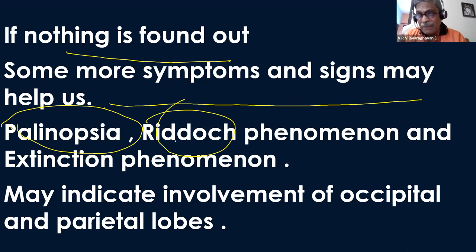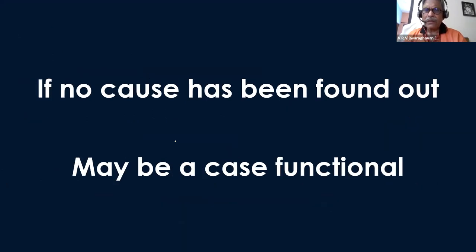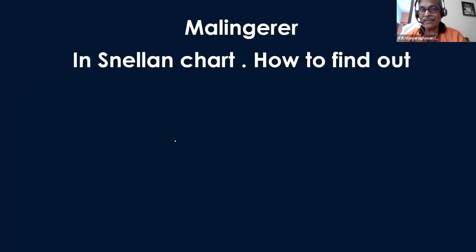When he is not able to pursue, not able to do that pursuit movement, not able to perceive an object as an object, he is definitely having a problem in the parietal lobe. So parietal ablation is there, and perceived movement may be a problem for the patient. Now, in spite of all these things you have found out, if no cause is found, maybe it is a case of functional malingering.